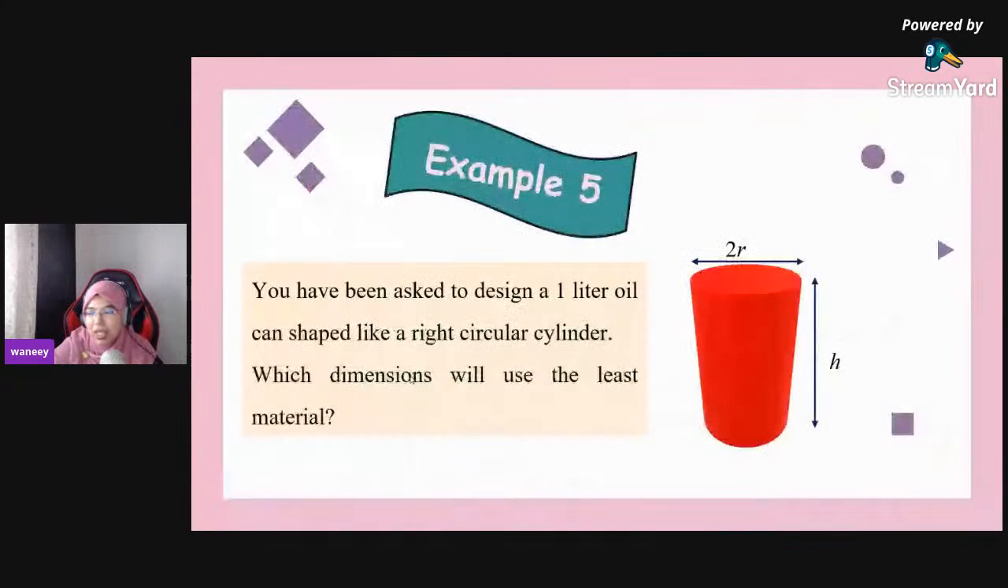Okay, so now let us go to example 5. Wait a moment, have a look. Take a breath.